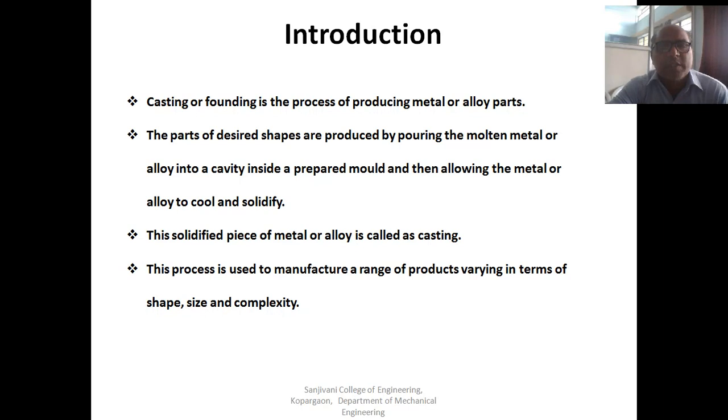This process is used to manufacture a range of products varying in terms of shape, size and complexity. So from this slide, what we understood is that casting is produced by pouring molten metal inside a mold cavity. After some time, when we pour the molten metal in the mold cavity, it will solidify and we get the desired casting.